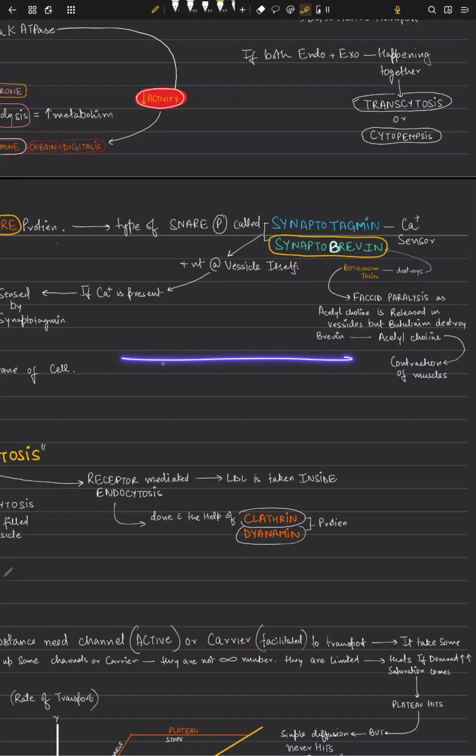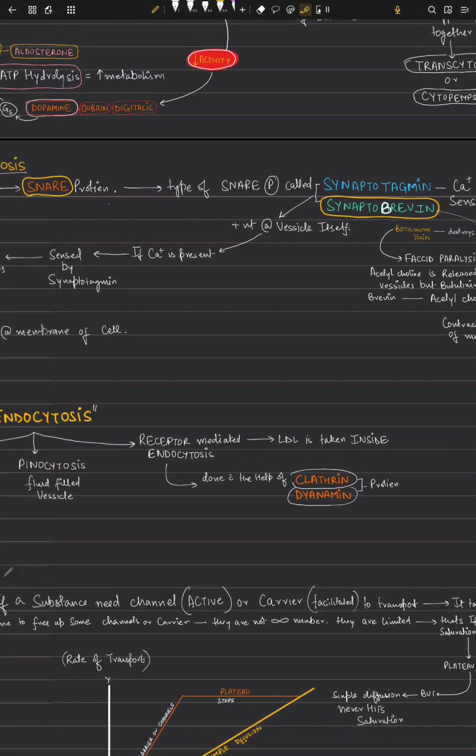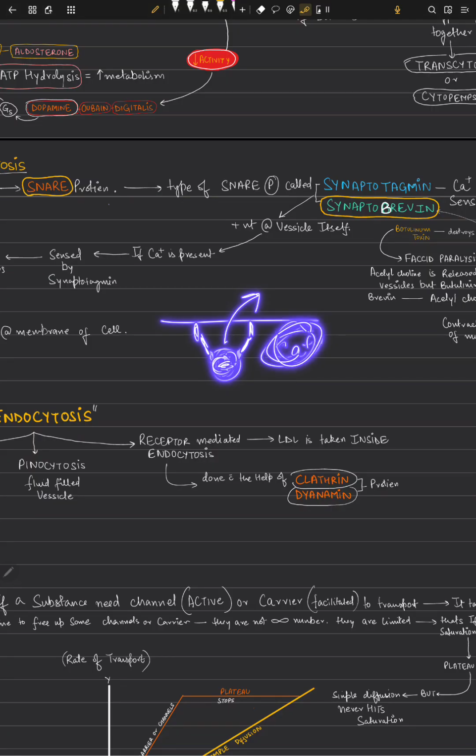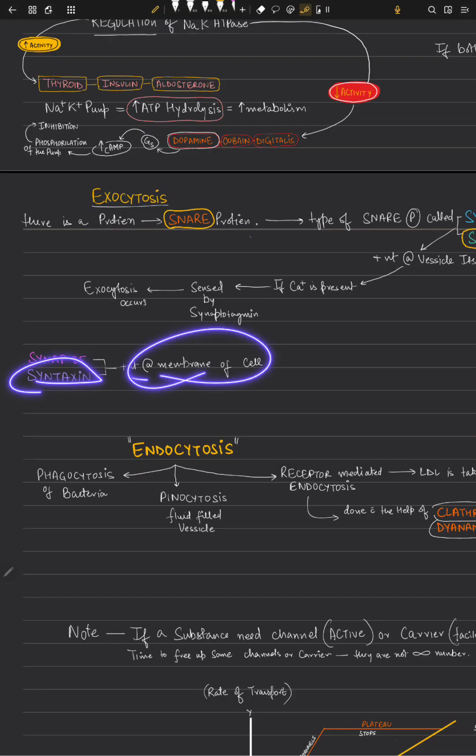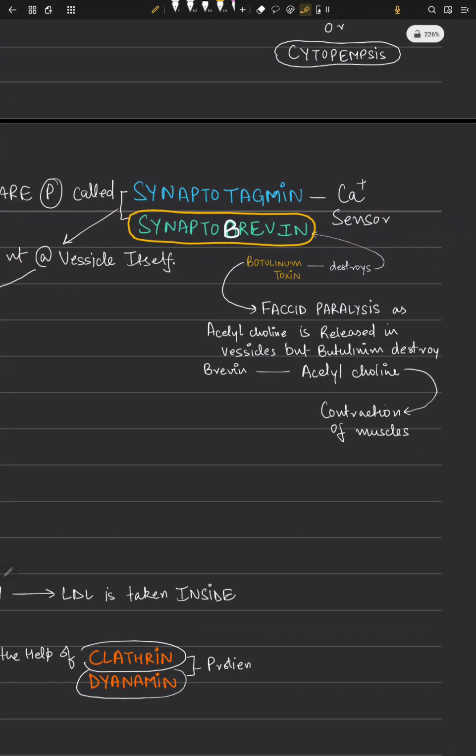Cool. So what happens is that this SNAP25 and this another one, syntaxin, SNAP25, syntaxin, vesicle, tagmin, brevin, they just connect with each other, and then the exocytosis of the vesicle happens. And this everything happens with the signaling from calcium. Very important. And who can sense calcium? Tagmin. Okay, so that's the concept. If calcium is present, sensed by synaptotagmin, the exocytosis occurs, and these proteins SNAP25 and syntaxin are present on the membrane. So that's the concept.